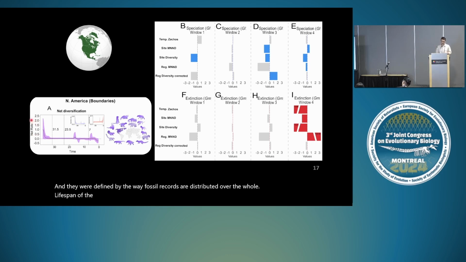So how to read these results here? On the upper part, you have the correlation of the 5 time series with speciation rates. And on the bottom, you have the correlation of the time series with extinction rates. Gray bars are correlations that are not significant, and colored bars are correlations that are significant.